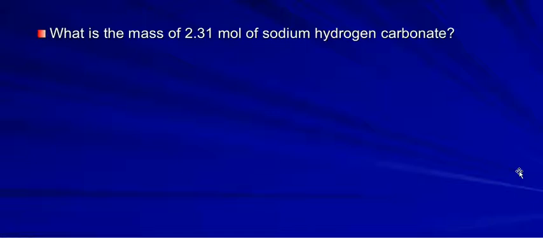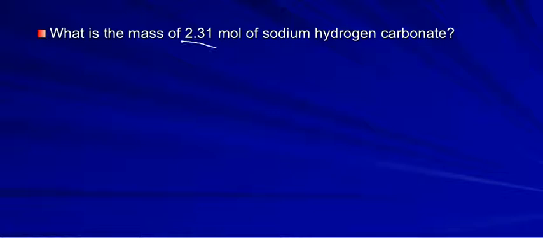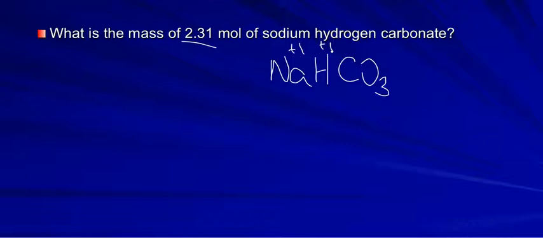This last problem I changed up a little bit. I changed the number here. Instead of 1 mole, it's 2.31 moles of sodium hydrogen carbonate. I need to know the formula for sodium hydrogen carbonate. Sodium hydrogen carbonate is NaHCO3. And the charges, sodium's a +1, hydrogen's a +1, and CO3 is a -2. So the charges balance out. So this is the formula for sodium hydrogen carbonate.